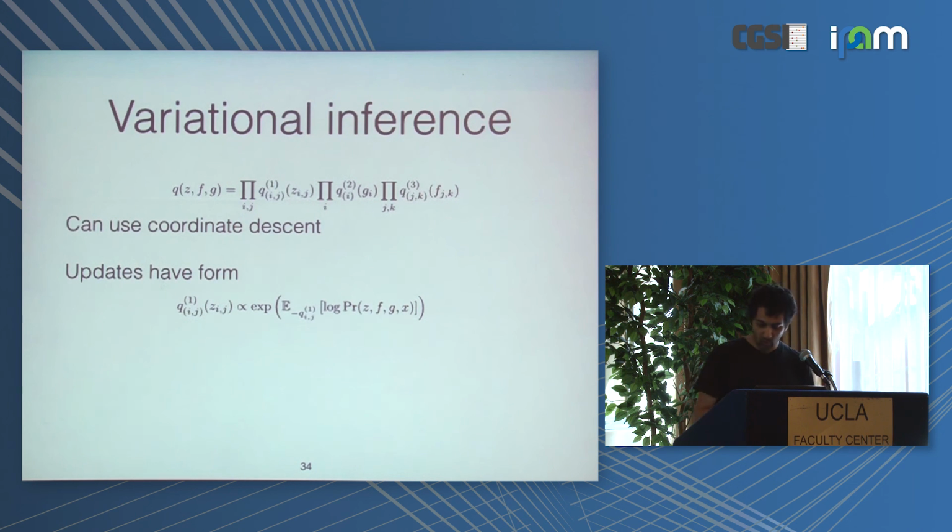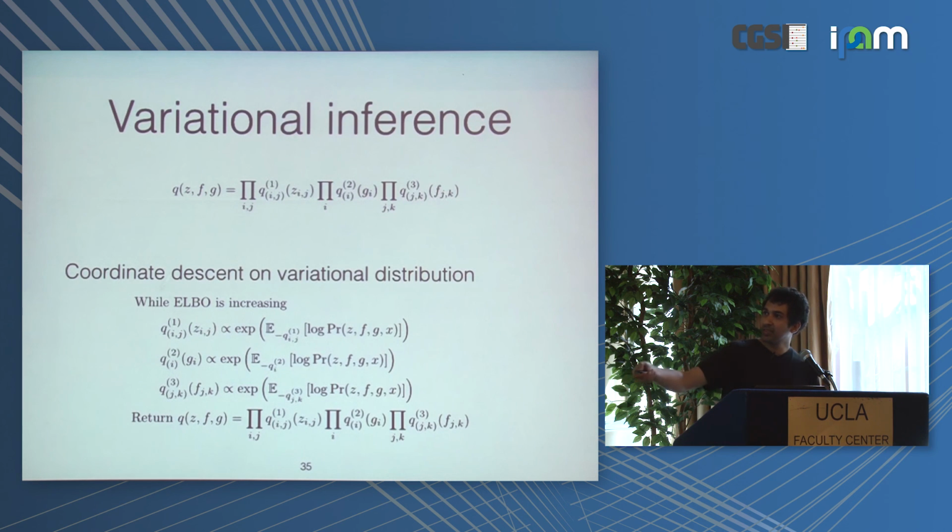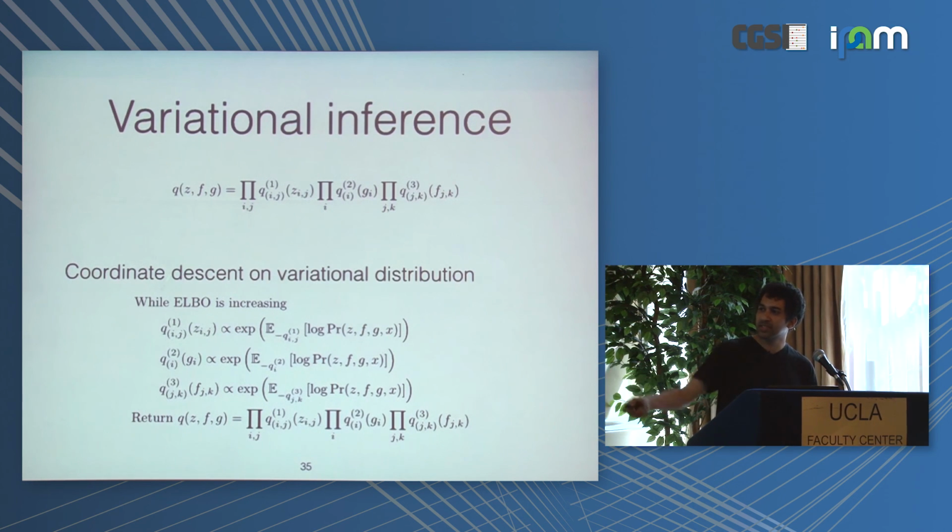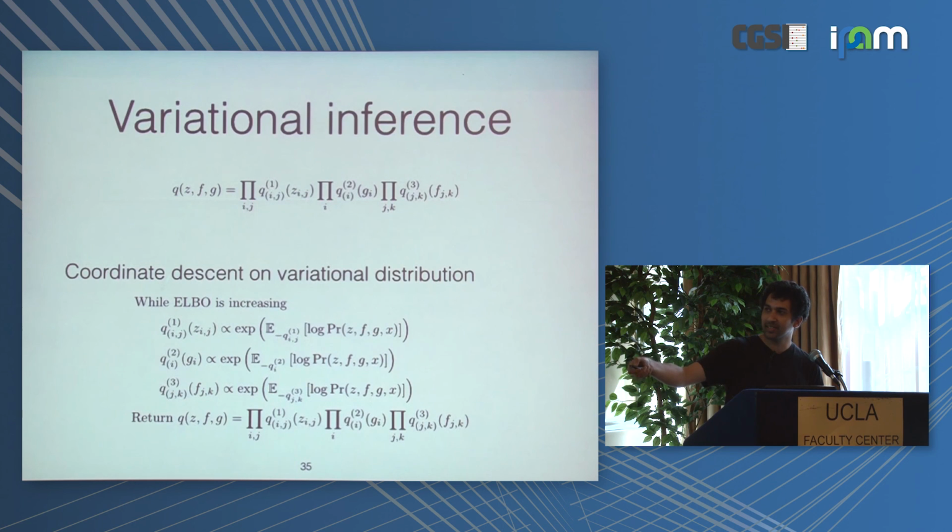So you can work out what these updates look like. And so essentially, the form of this algorithm is going to be something like this. You're going to be looking at your objective, and as long as your objective is changing, you take each of your terms and you update them by computing the expectation of the posterior relative to all the other terms. And because this is factorizing, these expectations can actually be computed efficiently. And you do this till it converges, and finally you return this factorized distribution as your estimate of the posterior.